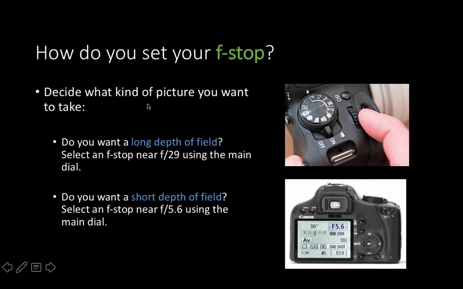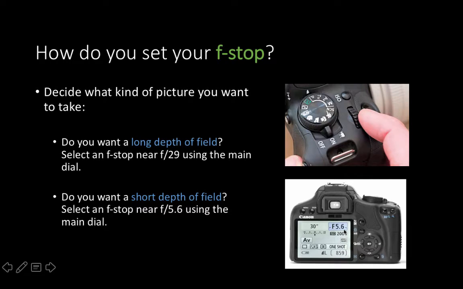Then you need to decide what kind of picture you want to take. Do you want to have a long depth of field, or do you want to have a shallow depth of field? When you are in aperture priority and you look in your LCD monitor, you're going to notice that the f-stop, the part that you're in control of right now, is highlighted. It's highlighted in a blue box. So when you turn your main dial, this one here is your main dial, it is going to affect the f-stop that's here.